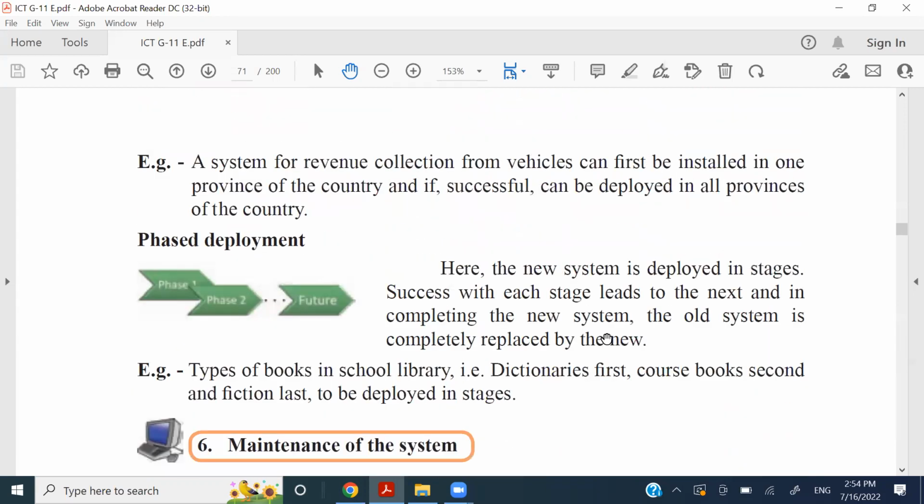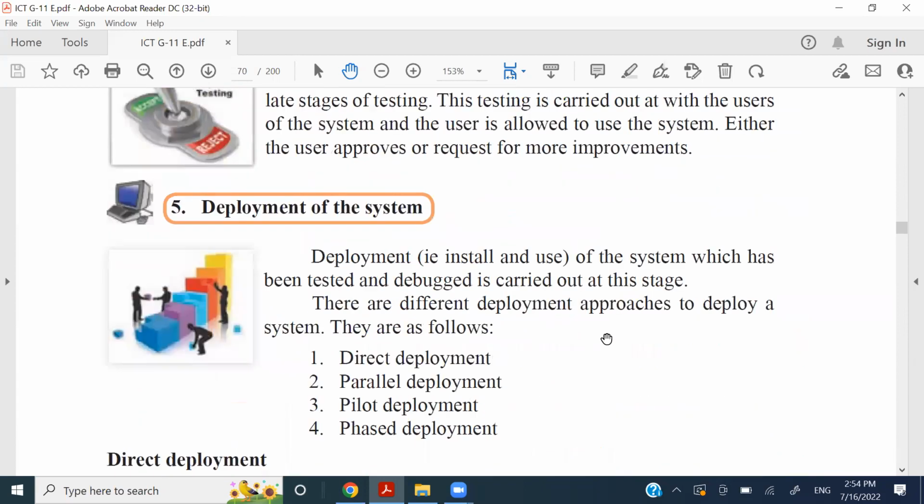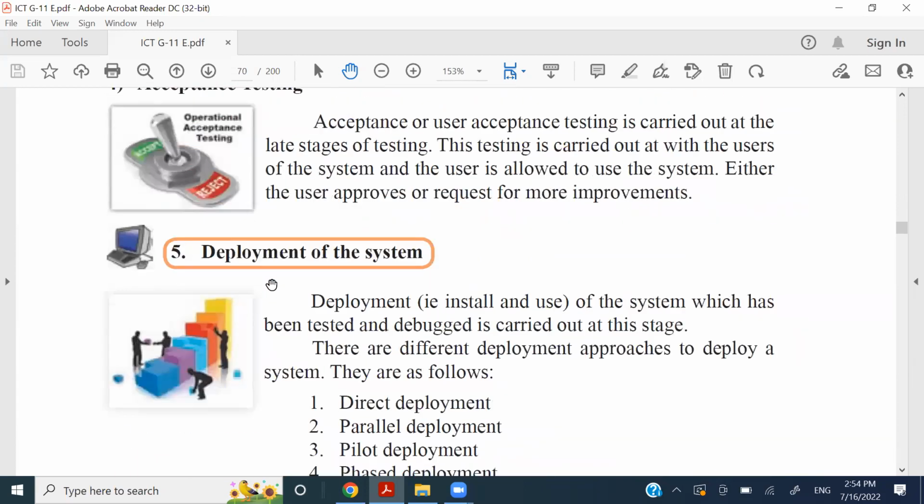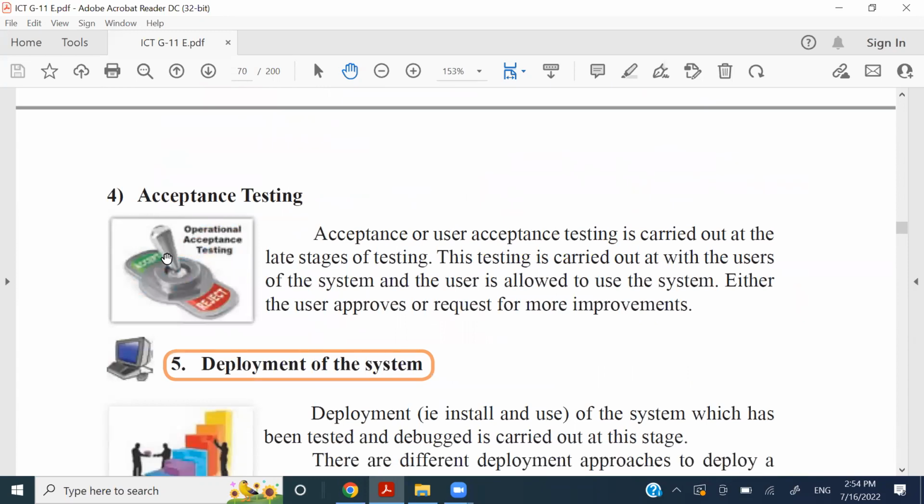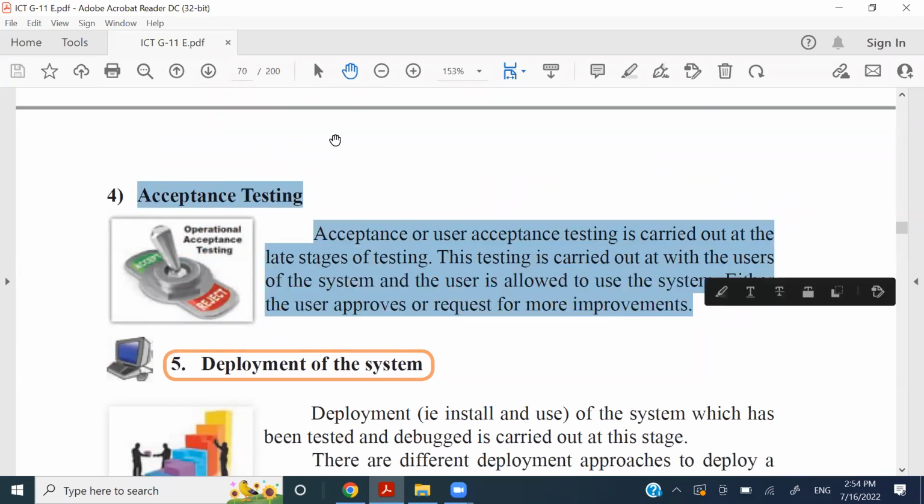All right, so let's quickly write down about these things: deployment of the system. So I think we have written all the things up to the acceptance testing, right? Is it that way, people? Are we done up to the acceptance testing? I mean, including acceptance testing. Can anyone confirm?